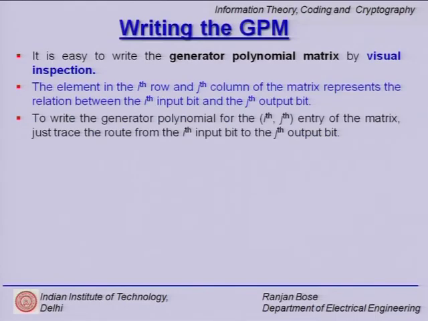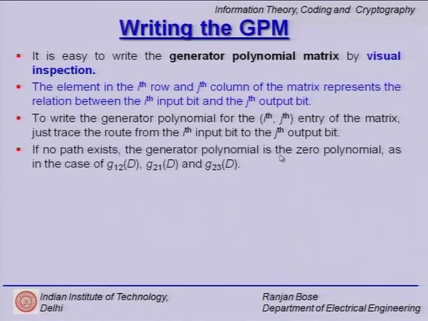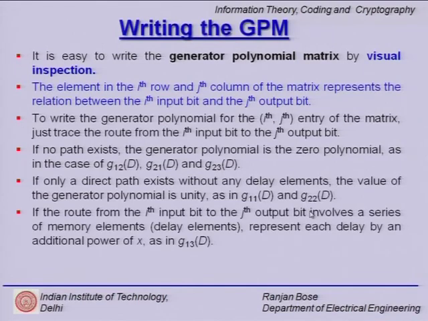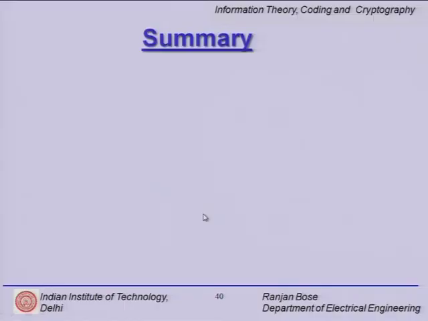We are just trying to write the elements of the ith row and jth column using the input output relationship. So, if no path exists, then it is 0, as we saw for G12, G21 and G23. There was absolutely no connection between say k2 and n3. And if there is a direct path, then it is unity, as we saw in G11 and G22, and thereby we got the identity matrix, and for the rest you just have to observe how many delays you are going through. So, with that we come to the end of this lecture.